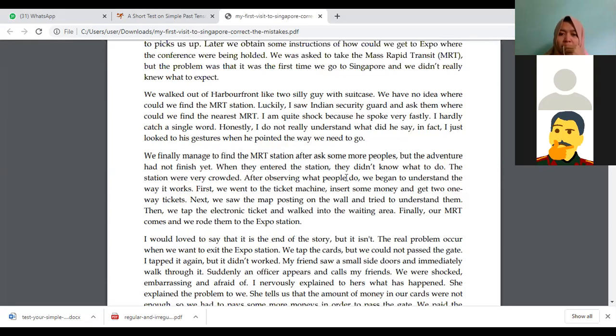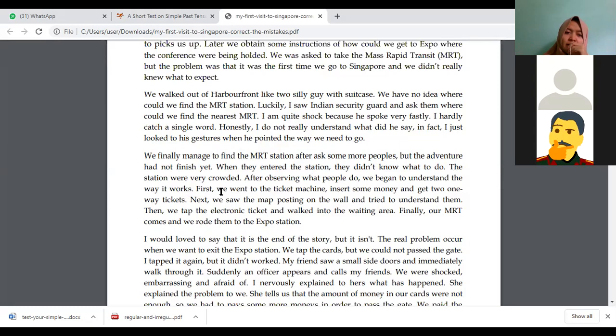After observing what people do, we began to understand the way it works. Any mistake, Satria? After observing what the people did, then we began to understand the way it works. It works or it worked? How it works. We began to understand the way it works. Yeah, that's it.